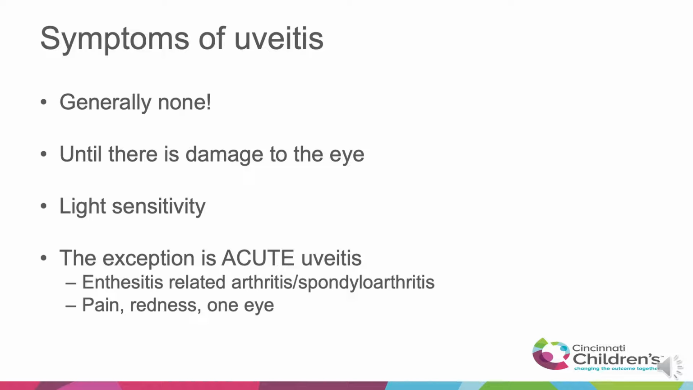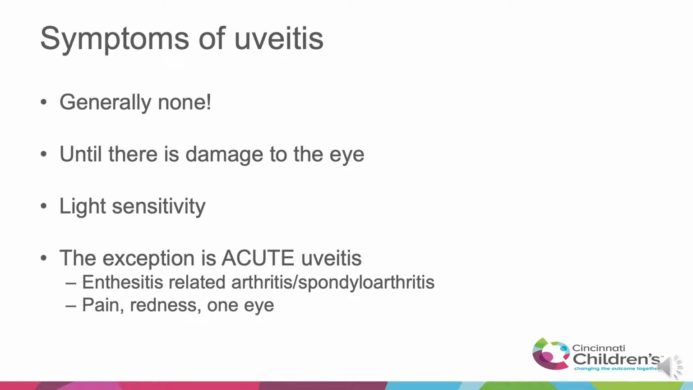Some children can complain of light sensitivity when they go out into the bright sun, so they may ask to wear a cap or sunglasses. For the most part, uveitis is chronic and without symptoms, but there are some children who will develop an acute uveitis, which tends to have symptoms and lasts for a shorter period of time. And these children tend to have other types of JIA categories, particularly enthesitis-related arthritis or a spondyloarthritis.